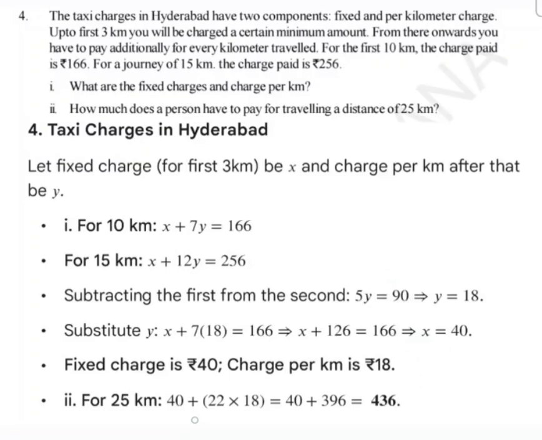For 25 kilometers, 10 and 15, that is 40 plus 22 into 18 equal to 436 rupees.